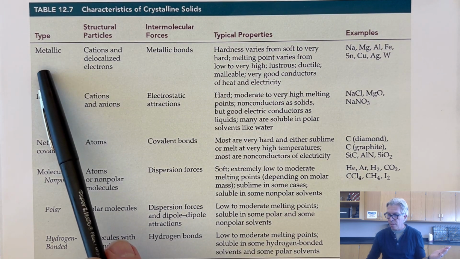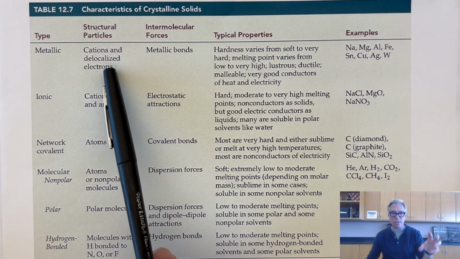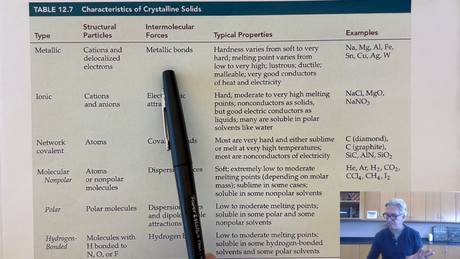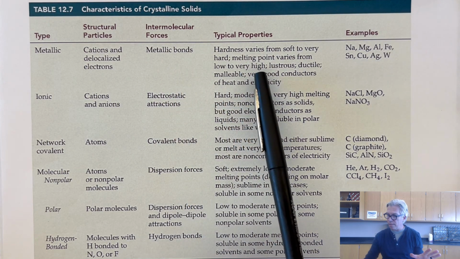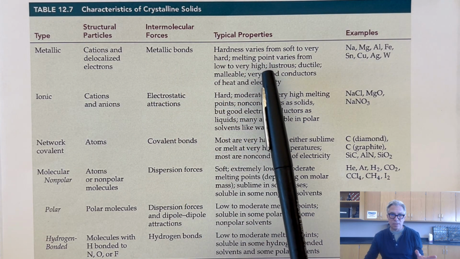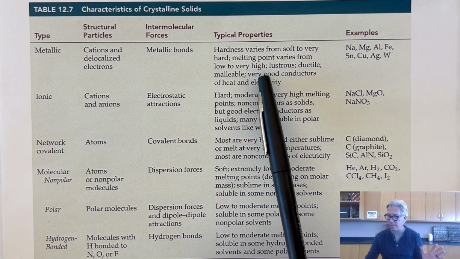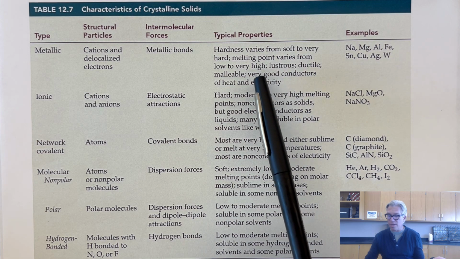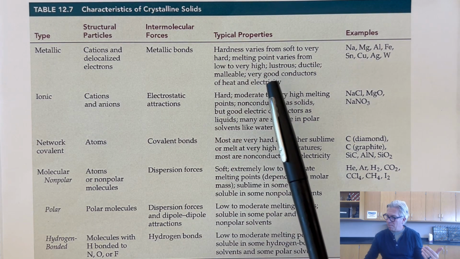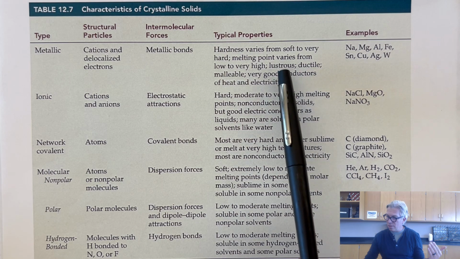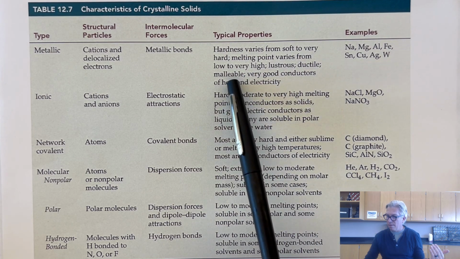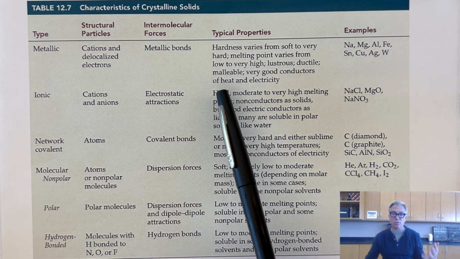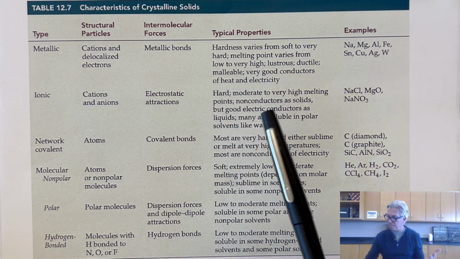Metallic solids are those cations with delocalized electrons in that sea of electrons. That's called metallic bonding. And in terms of their properties, hardness varies. It's going to be a wide range of hardnesses, and that's not very helpful. I'm sorry about that. Melting point varies from very low to very high. Again, not that helpful. But the idea here is that it is lustrous, ductile, malleable, very good conductors of heat and electricity. Those are the ones you're going to want to look for because those are the ones that set them apart as metallic solids.